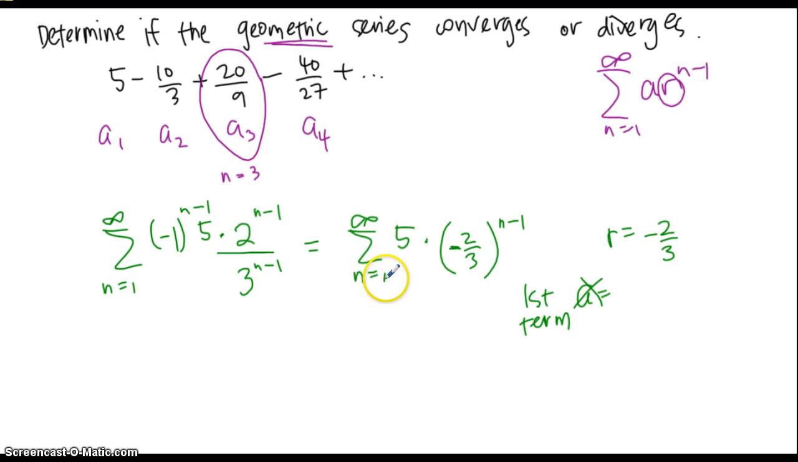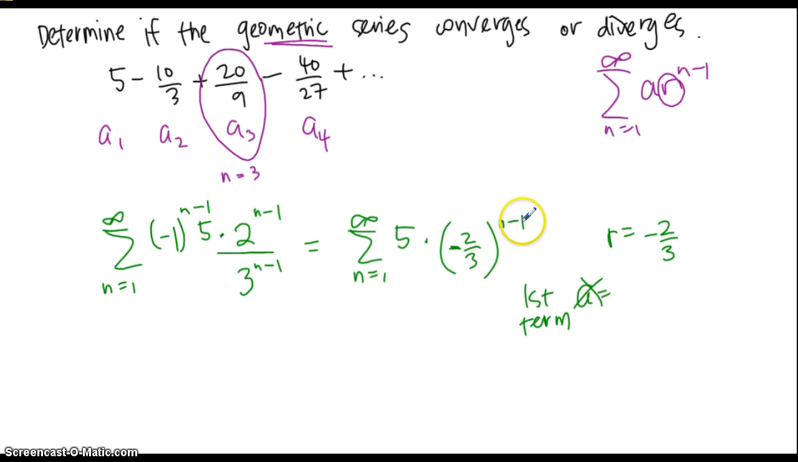Sometimes they start at n equals 0. Sometimes this is not always n minus 1. This is a negative 2/3 to the n power, and that gets a little complicated. So instead of calling it a, or this number here, I'm going to call it the first term. So I'm going to drop in that n equals 1.